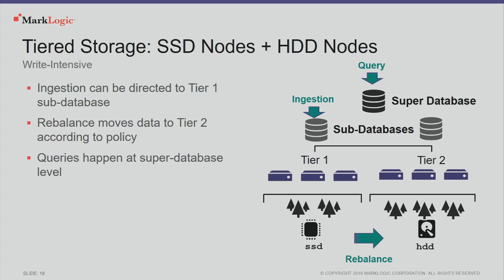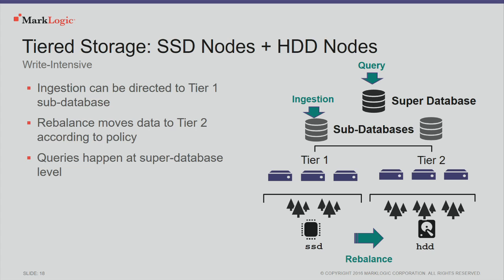I can query at the super database level. The query will go across all sub databases. In my example, it will go across all 6 nodes. Of course, the query in this example will be bound by the slowest tier, in my case, tier 2. Okay?